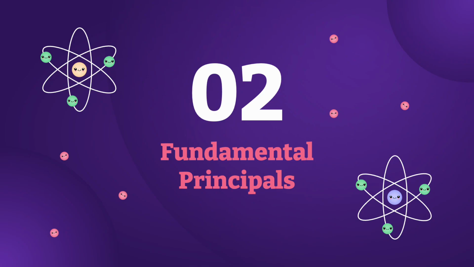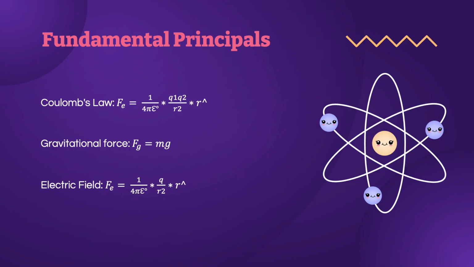So the fundamental principles of this lab are going to be Coulomb's law, the gravitational force, and the electric field. Coulomb's law is 1/(4 pi epsilon naught) times Q1 Q2 over r squared times r hat. The gravitational force is mg, with g being 9.8. And then the electric field is the same thing except instead of two charged particles, we're just looking at Q, which is the charge of a single particle.